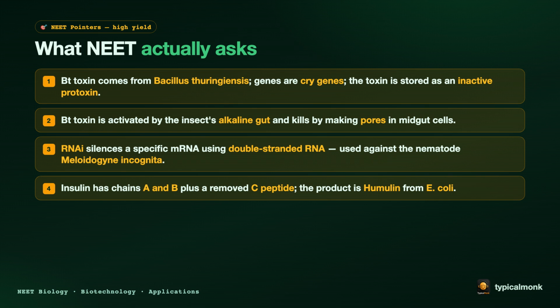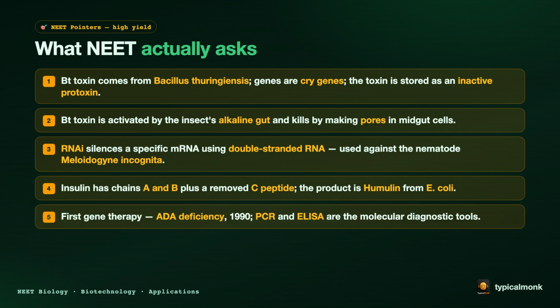4. Insulin has chains A and B plus a removed C peptide. The product is Humulin, made in E. coli. 5. The first gene therapy treated ADA deficiency in 1990, and PCR and ELISA are the molecular diagnostic tools.